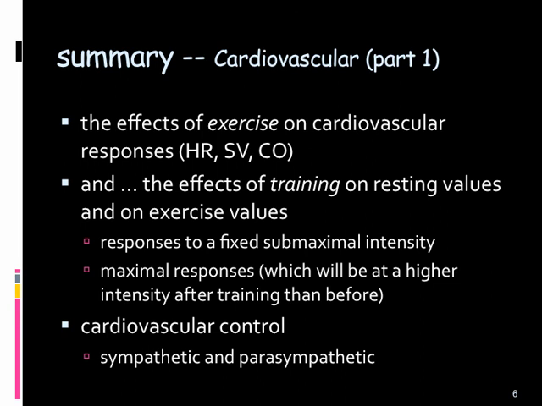So sometimes we talk about a fixed submaximal intensity, but with maximal responses, we're just saying, hey, what can your cardiovascular system do? We know it may take a greater work rate to elicit this response, but what can the cardiovascular system do? What's your maximal heart rate? What's your maximal stroke volume? What's your maximal cardiac output? And then we talked just a little bit about cardiovascular control and the importance of the sympathetic and parasympathetic nervous systems. So that is part one of the cardiovascular system. Two more parts to go.